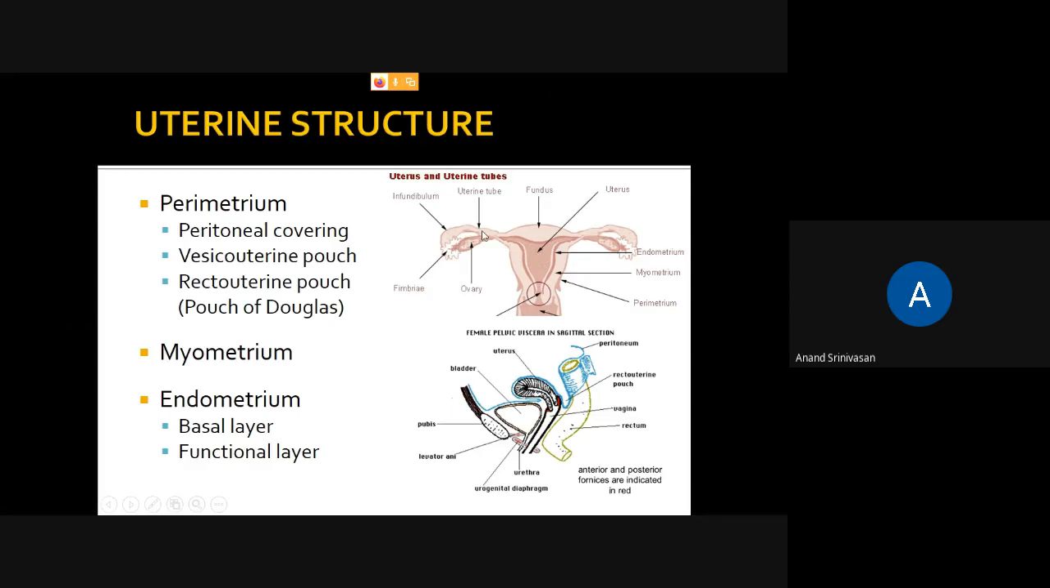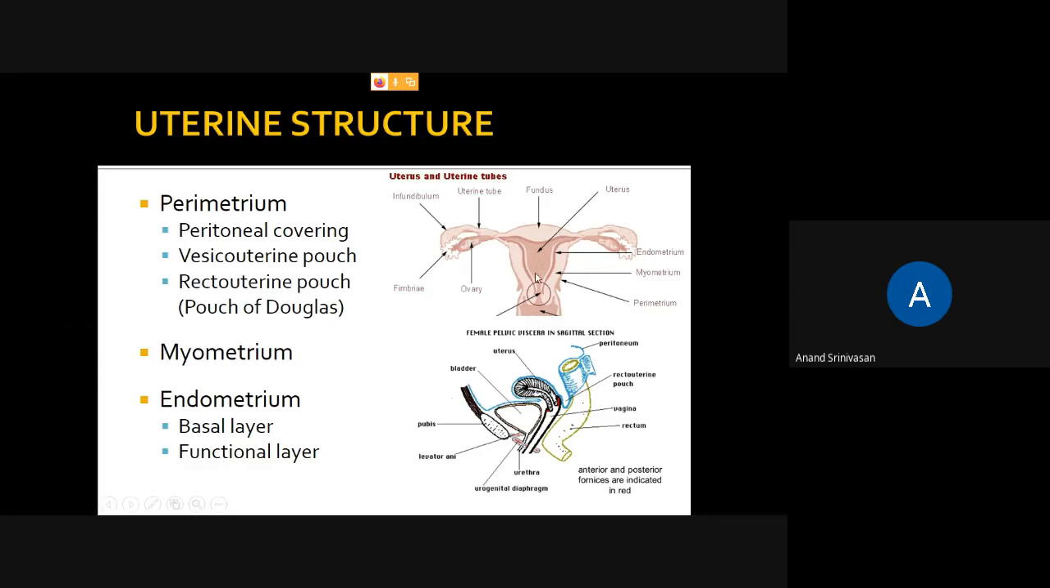So that when the fertilized egg comes here, it gets implanted into the uterus and develops into a fetus or baby. The uterus's main function is to provide nourishment for the growing baby.